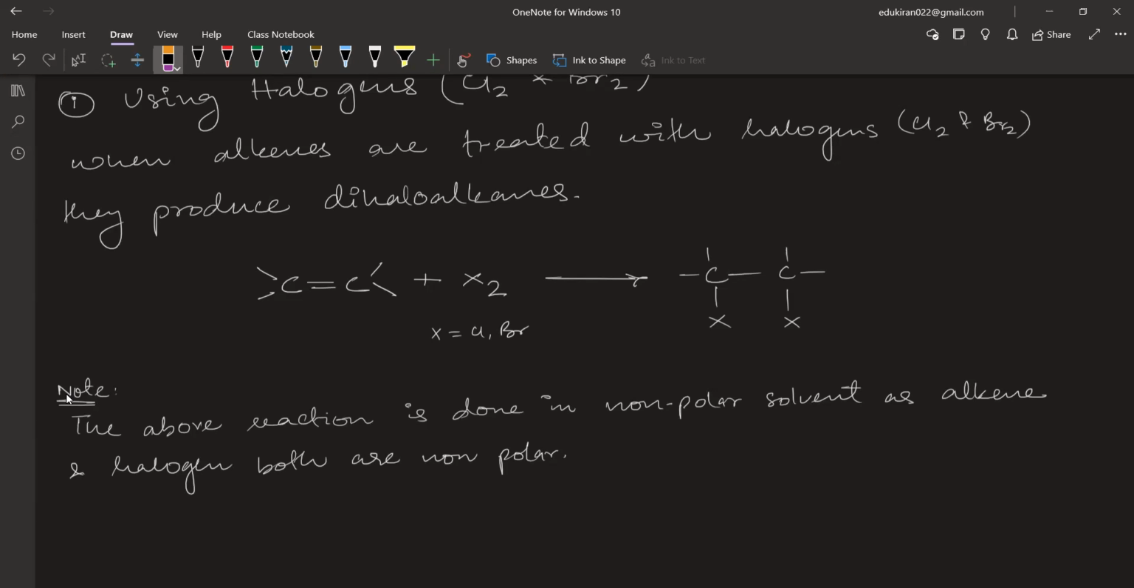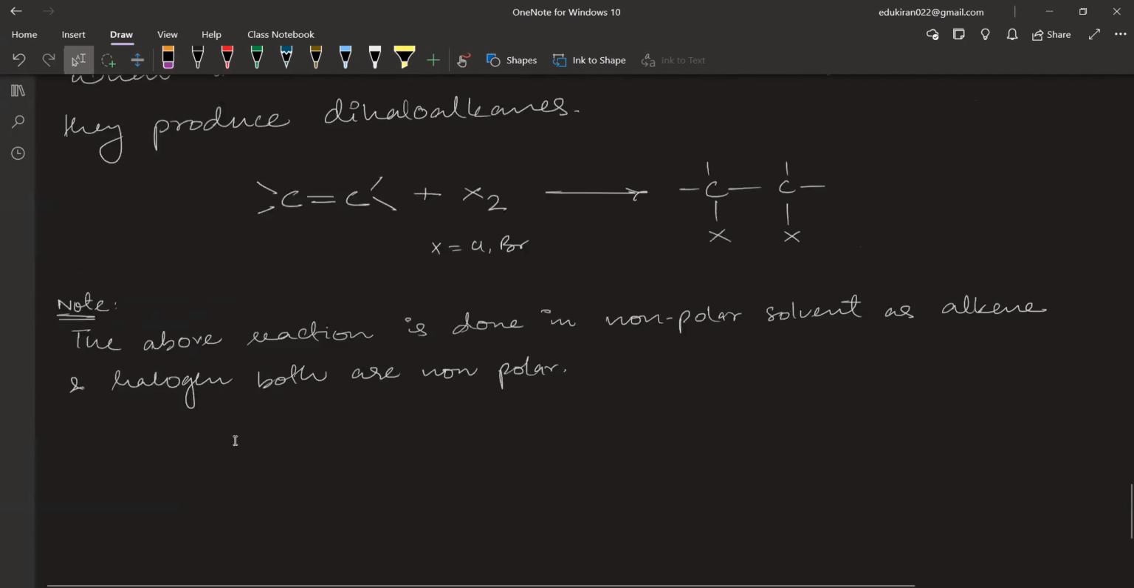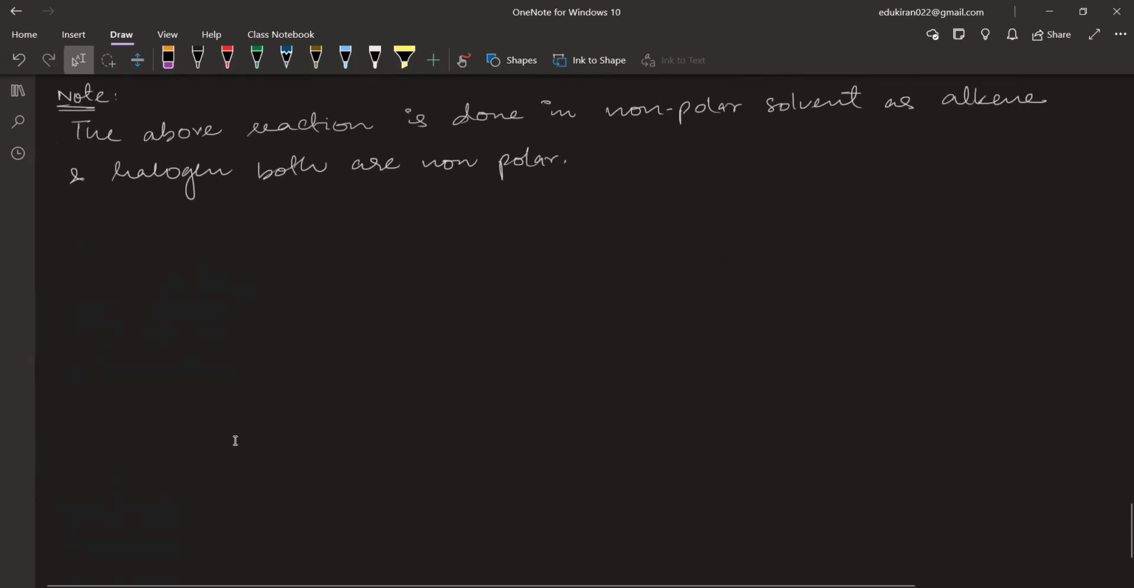Is this done? Yes or no? Please tell me, all of you. नोट लिख लिया आप लोगों ने? अब देखिए दो रिएक्शन लिखिए, it is very important. Write the major product.